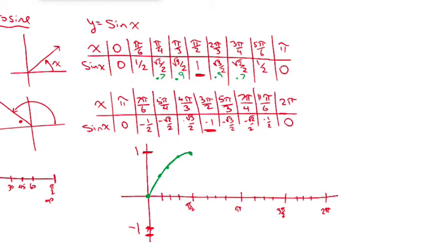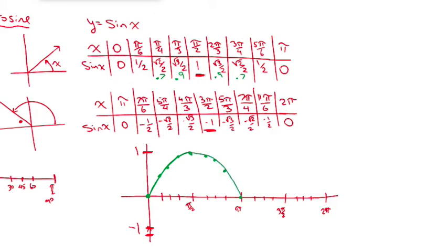All right, and then it just goes back down. 0.9, 0.7, 0.5, back to 0. So you get 0.9, 0.7, 0.5, and then back to 0. So that would be the second part of the curve, up to pi.